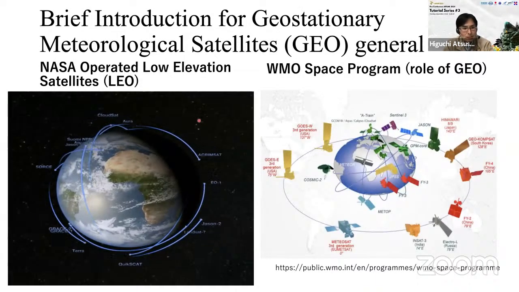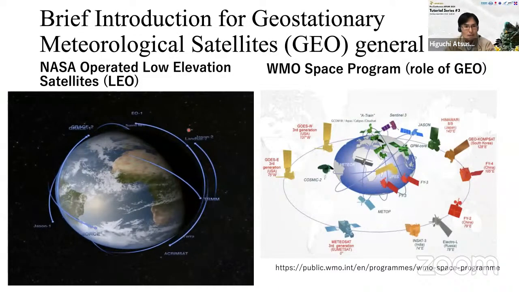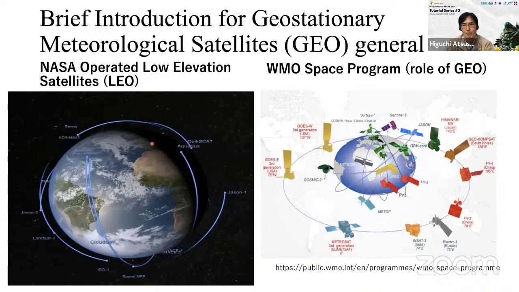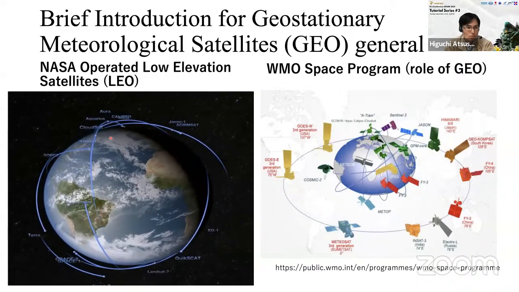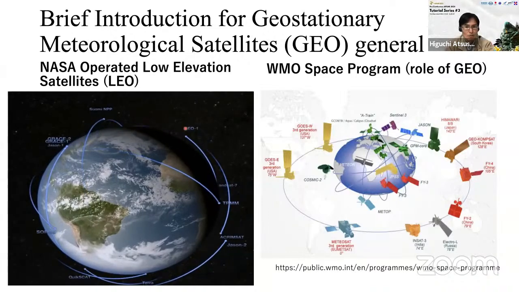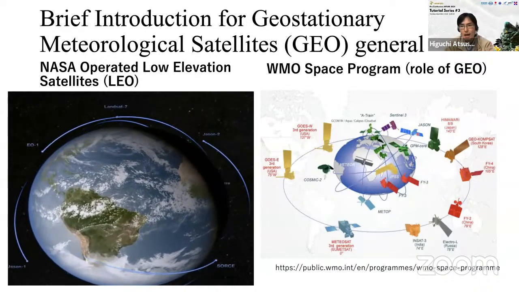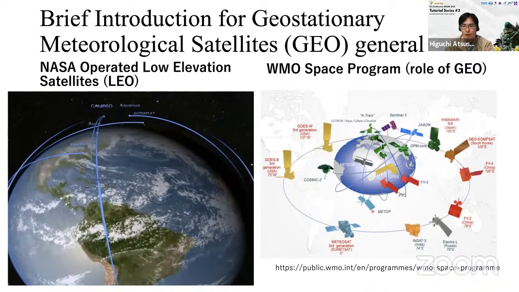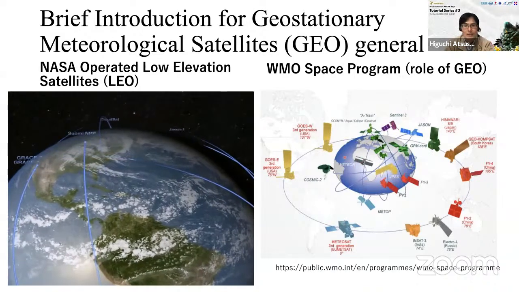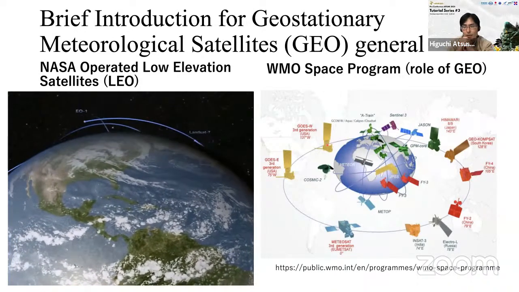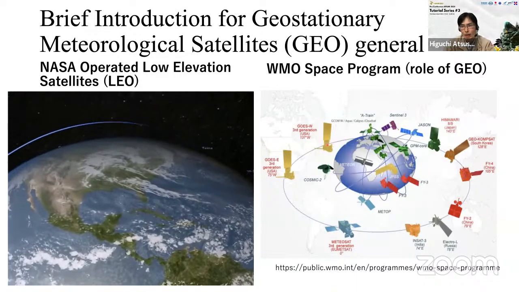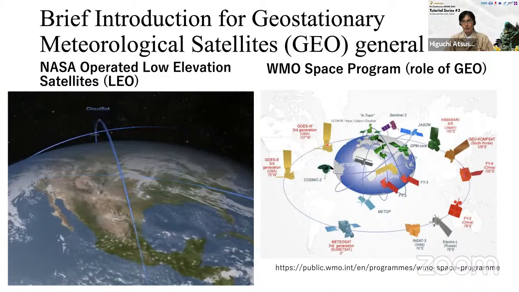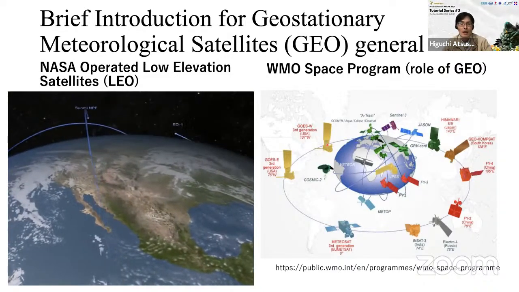You know, there are so many satellites capturing around the Earth, at a height of approximately 700 to 800 kilometers above the surface. These are polar orbit satellites, and you can see many of them. On the other hand, another kind of satellite can capture the Earth, the so-called geostationary meteorological satellite. Many of these also cover the whole Earth like this. According to the WMO space program, WMO means the World Meteorological Organization, meteorological agencies combine them to capture the weather.